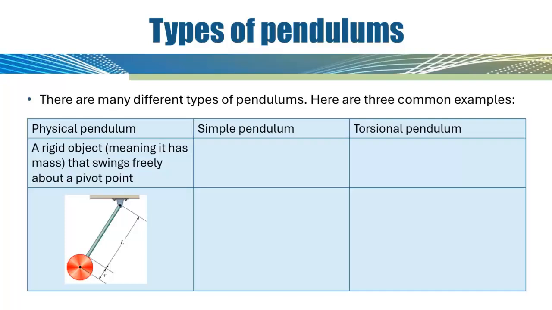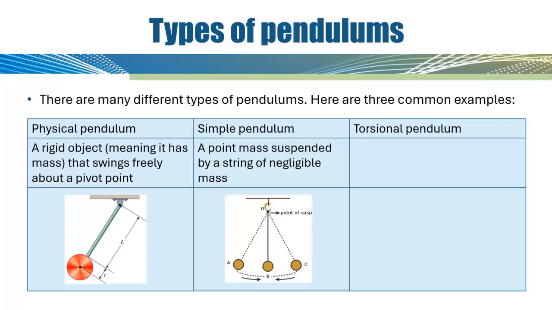A physical pendulum is defined to be a rigid object, meaning that it has mass, that swings back and forth about a pivot point. An example of a physical pendulum is the swinging arm on a grandfather clock. The circle at the bottom has mass, and so does the pivoting arm.